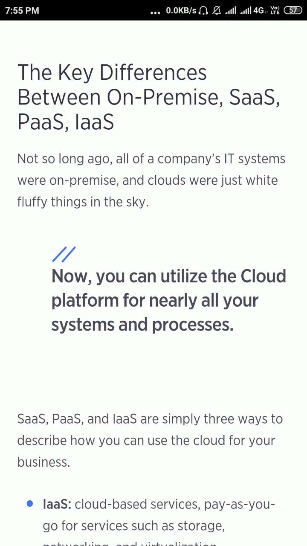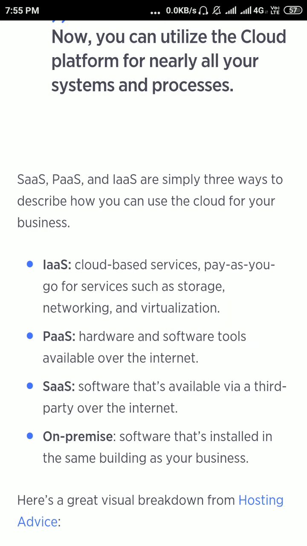The first, IaaS, is a cloud based service which is pay as you go for services such as storage, networking, and virtualization. That means you don't need to waste your money before using it. You can easily pay for whatever resources you are using, and you only have to pay that amount.